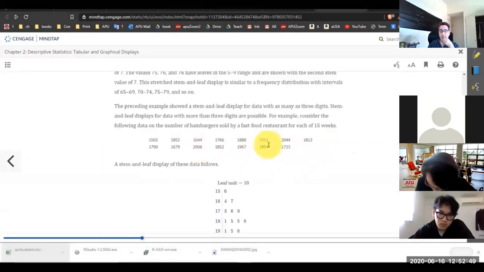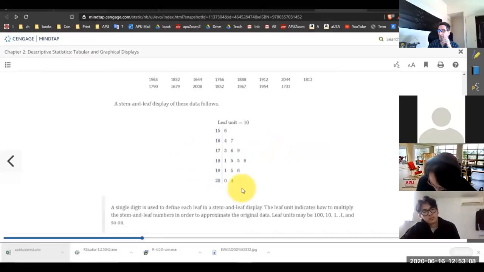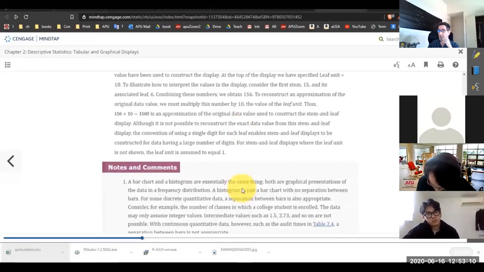So we have this data, and I guess they're representing 15, 6. The leaf unit is 10, so I guess they're ignoring the 5. And so this would be in the range of 1,560. So you could get one like this.